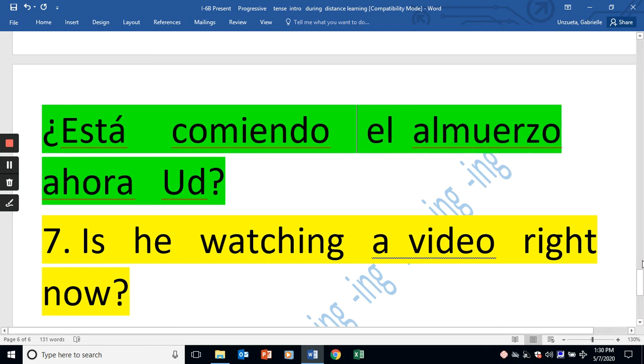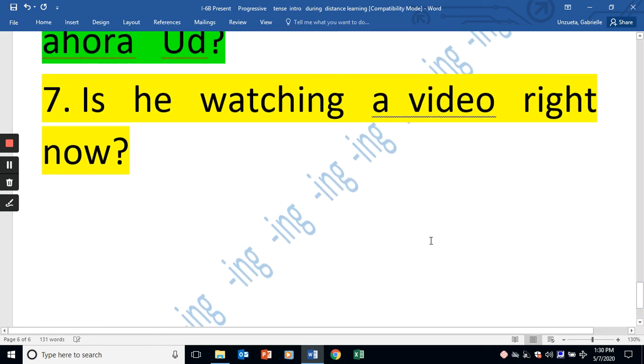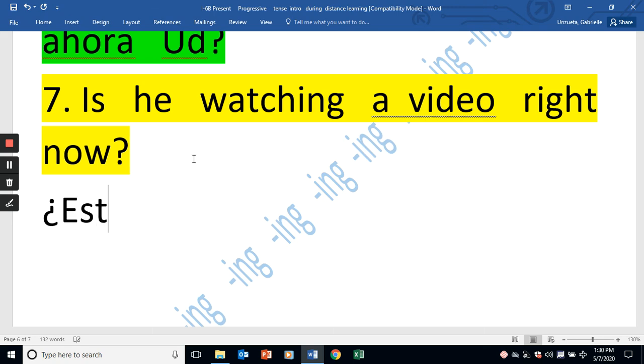All right, moving on. And this is our final one. Is he watching a video right now? And we're talking about him behind his back. So we're going to say, is he? Now, in English, the he comes quite quickly in the question. Please hold off and use your he later on. Notice I have not put él anywhere yet. You're not going to either.